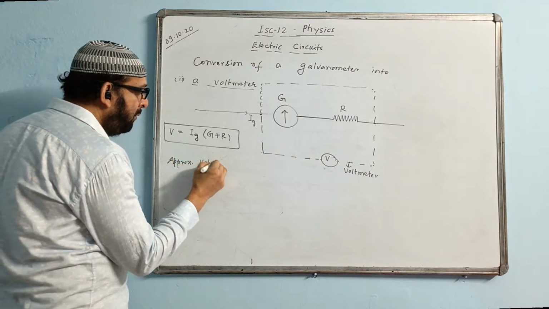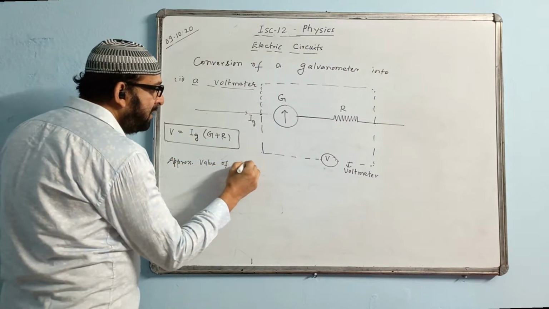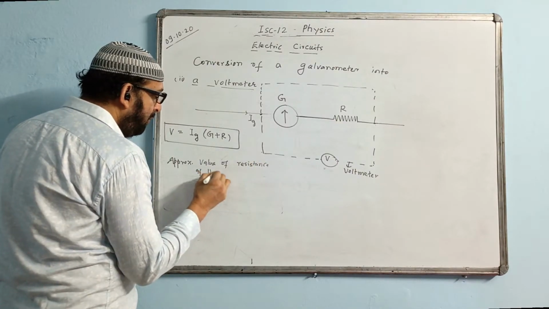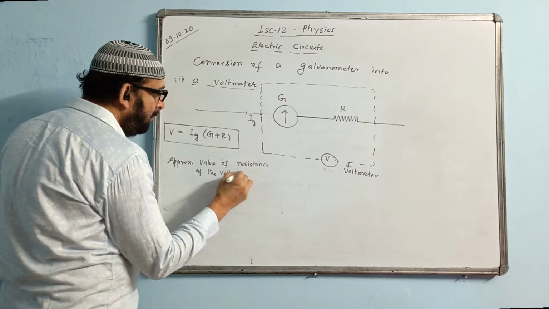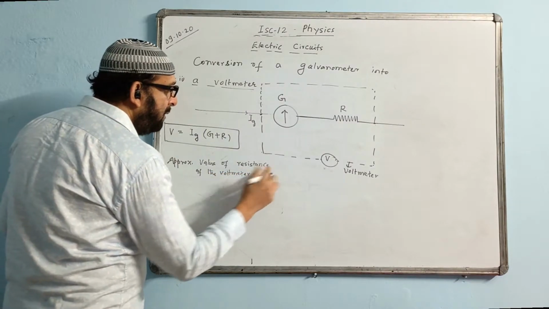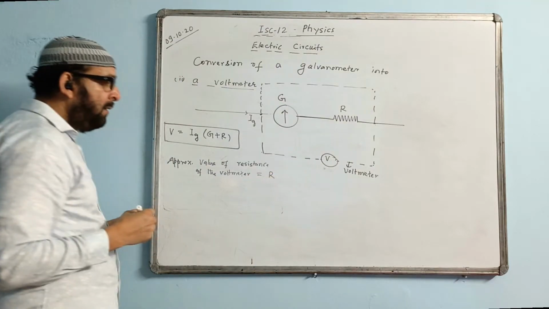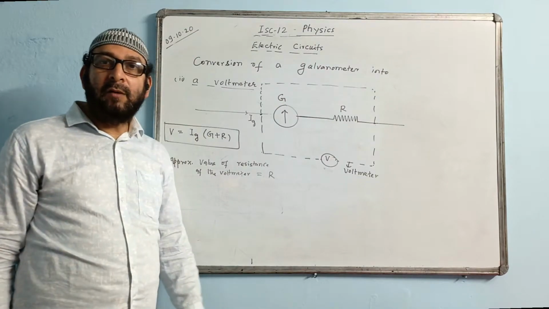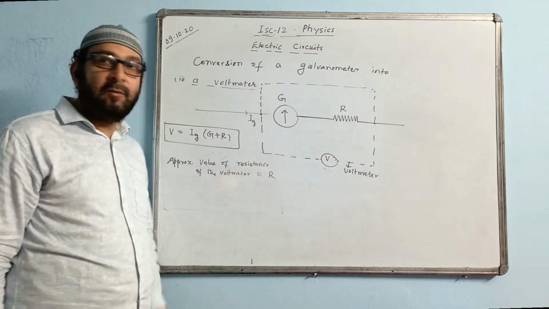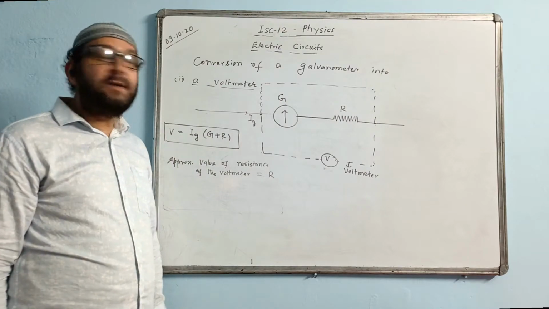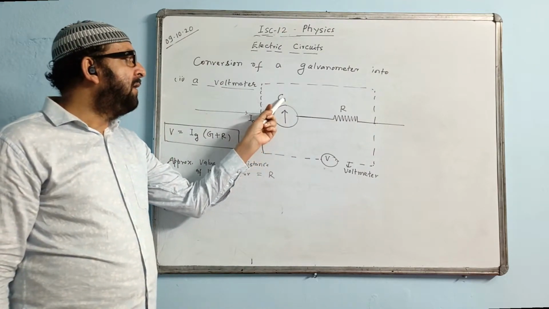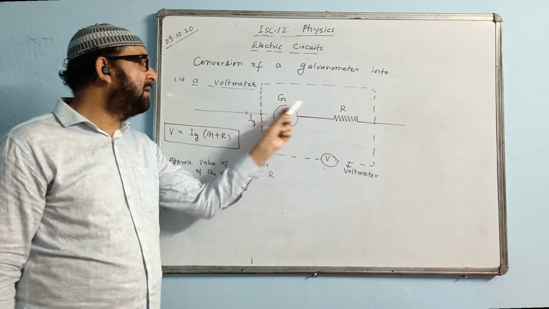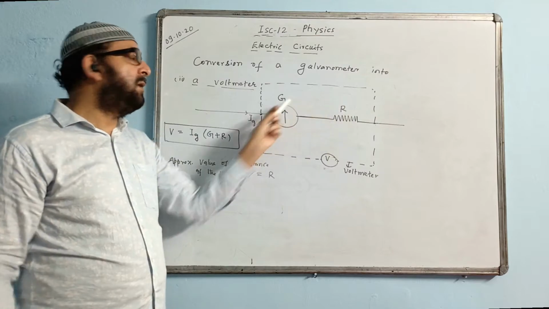The approximate value of resistance of the voltmeter is equal to R. Whatever is the value of R we are having. I gave one example some time back: the value of G is 10 ohm and R is 10,000 ohm. What is the total resistance? The actual answer is 10,010.